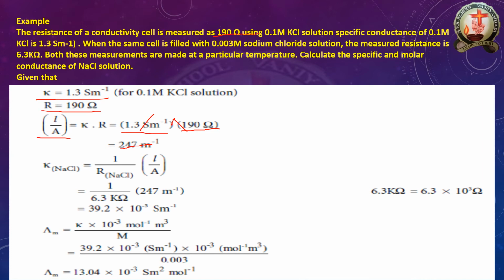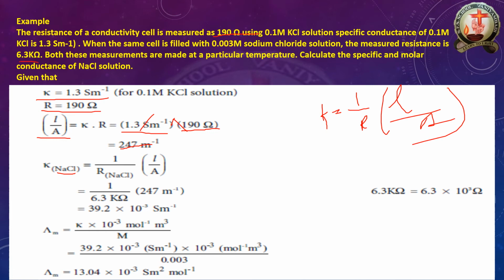Okay, now I'm going to calculate the specific conductance of sodium chloride. So the same formula. What is the formula? Kappa is equal to 1 by R into L by A. So 1 by R of NaCl into L by A. So 1 by, what is the NaCl value?